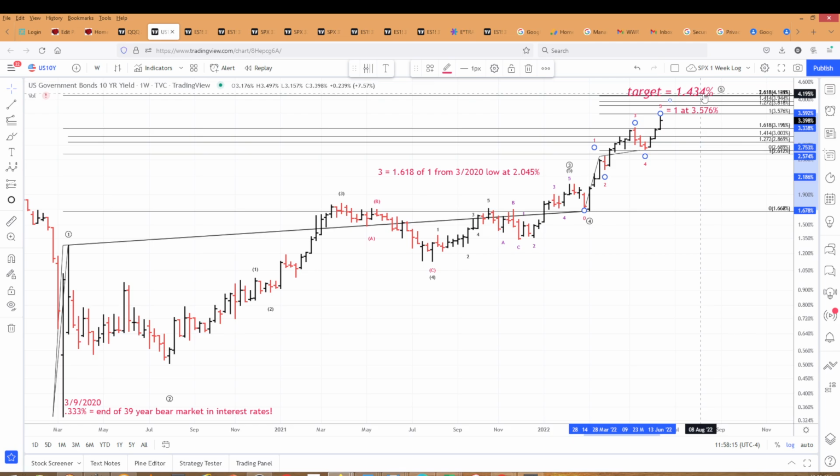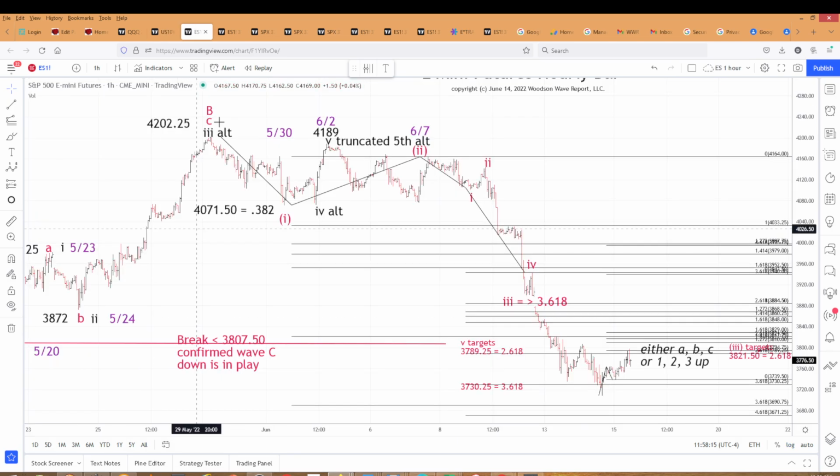Let's get straight into the E-mini futures. Here we're looking at an hourly bar. A lot of lines on here, but I want to show you guys. We had that B wave up there, and then the red is a preferred count. We've got 1 down, 2 up, and 3 is in progress. Alternate count shows a truncated fifth. There's the dates in purple.